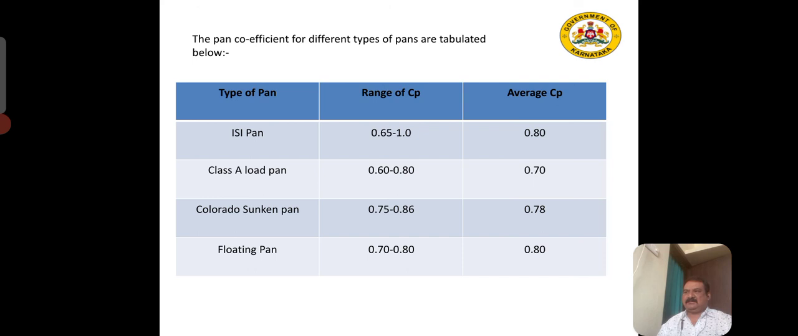So this is the pan measurement method, how you are measuring the evaporation. What are the pan coefficients we have seen in this session. Now we will see how evaporation is measured from empirical formula in the next session.